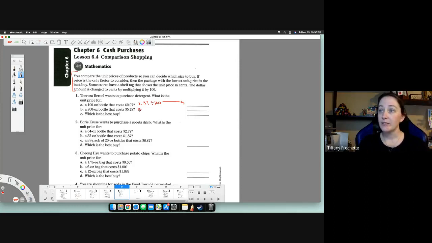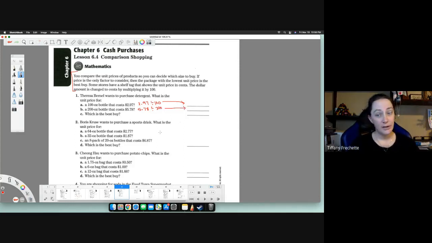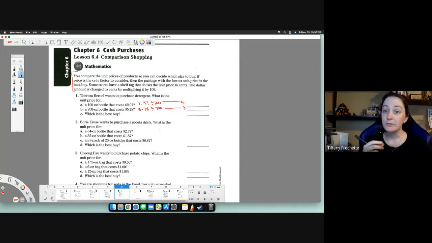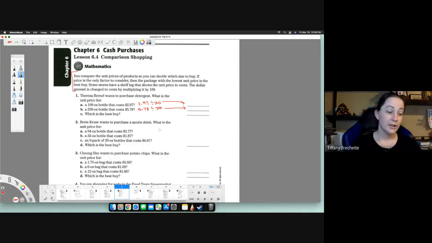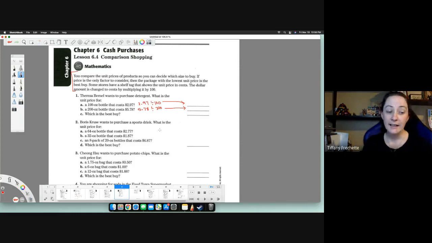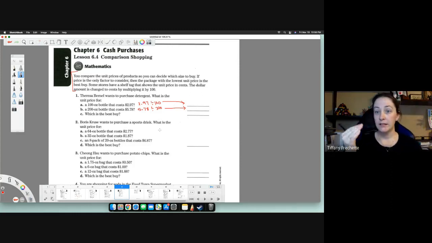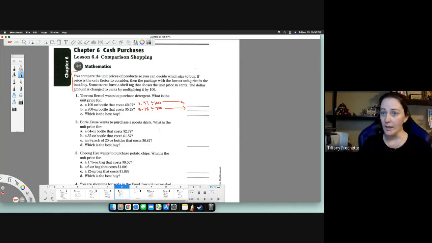And then we have the second one, price per quantity. This time we have a 200-ounce bottle, so we're going to divide by 200. And that will tell us how much this bottle is per ounce. Once we know how much they are per ounce, we can compare them. So we can decide which one's the best buy.